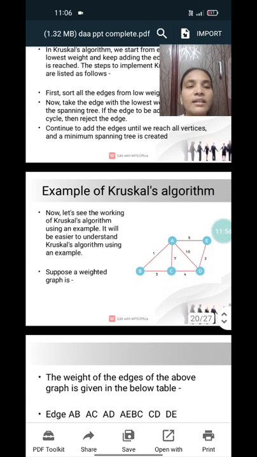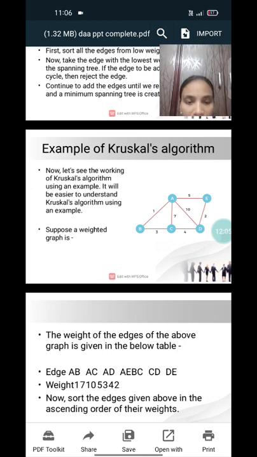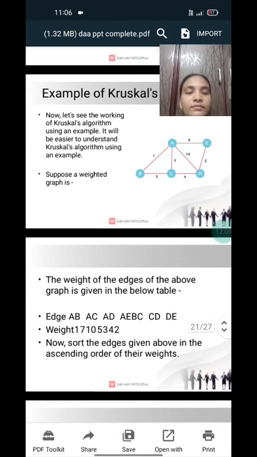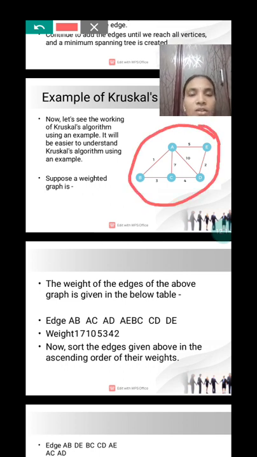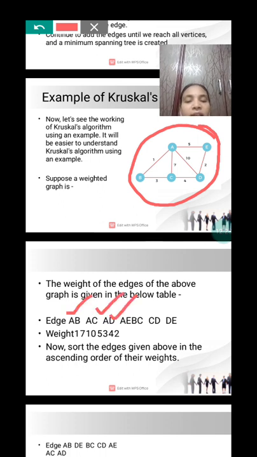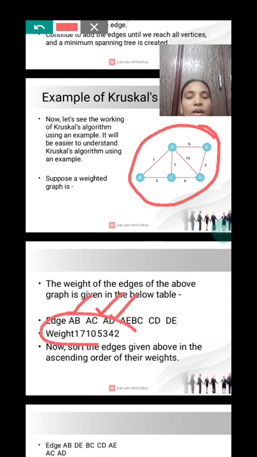To understand it better, I have come with an example. Now let's see the working of Kruskal's algorithm using an example. It will be easier to understand Kruskal's algorithm using an example. So I have an undirected connected graph here. So as stated above, we have to segregate the weights of the edges from minimum to maximum. So first we have taken AB, AC, AD, AE, BC, CD and DE. We have selected all the connections and we have also noted all the weights here.